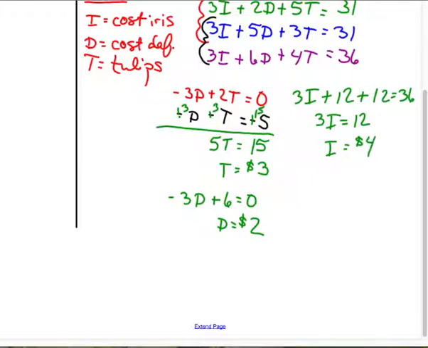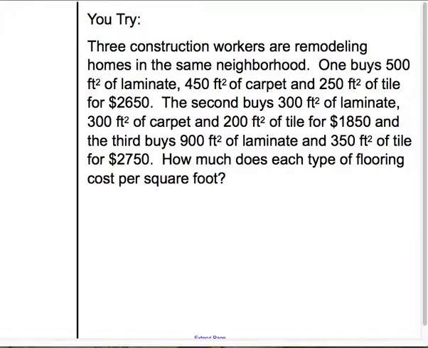In this case, I would give the ordered triple in the order that I wrote each of those equations. So I wrote them as iris, daffodil, tulip. So I would write my iris, daffodil, and tulip prices in that order. All right, try this one for class tomorrow.